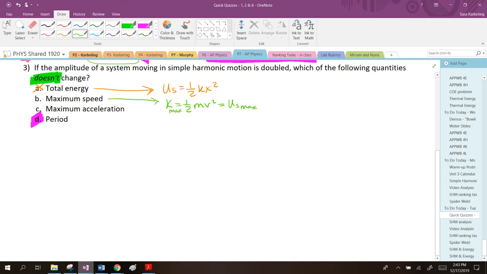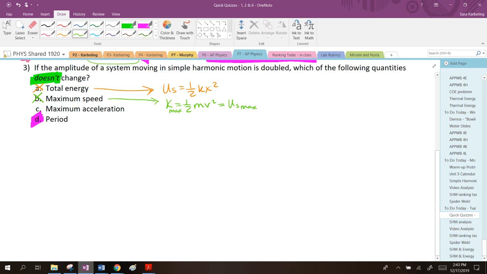What do you guys think? Does that seem reasonable? So if x gets really, really big, U_S gets really big. If U_S gets really big, v gets really big. That's what you're saying? Okay. That's convincing. 2 down. Jacob?